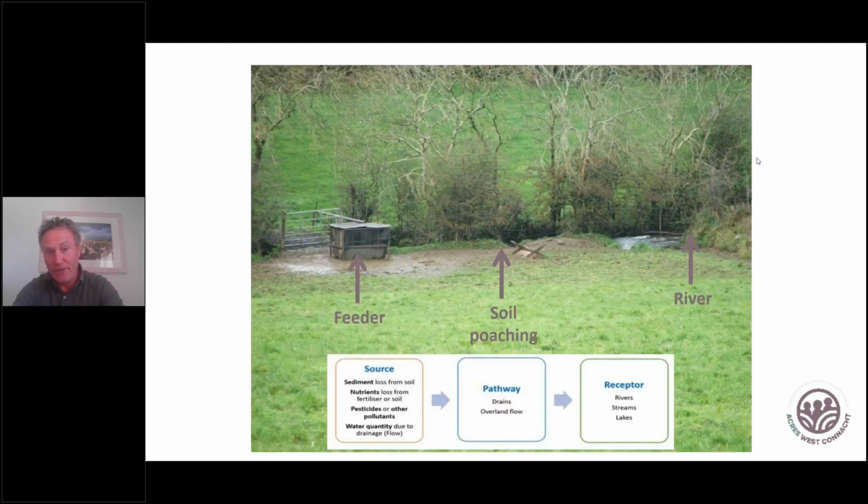Here it is. You've got your feeder. This is a common enough scenario. It's near enough to the watercourse. There's soil poaching in and around the feeder, and maybe even dunging. And there's a clear pathway from there into the adjacent river, and that's an overland flow. Now, if there was a buffer zone between where the feeding station is and the river, well, then that would probably not be necessarily directly connected. So it would reduce the level of risk significantly. And what's really interesting about a lot of these issues with water quality, they're easily fixed.